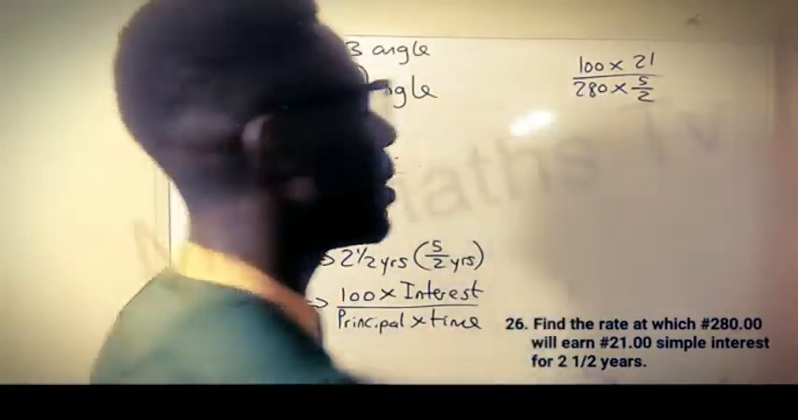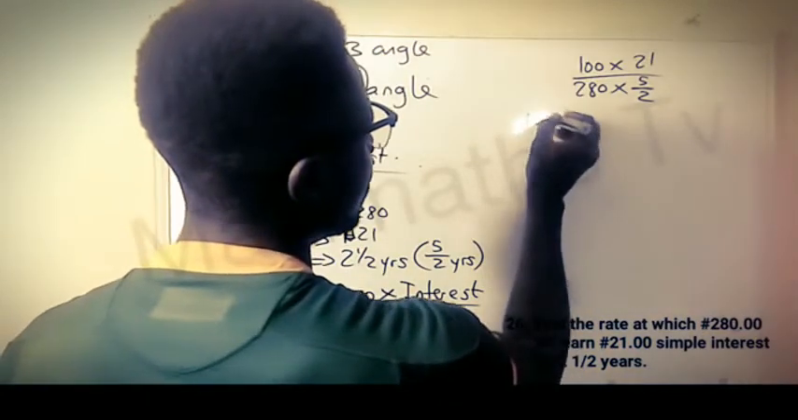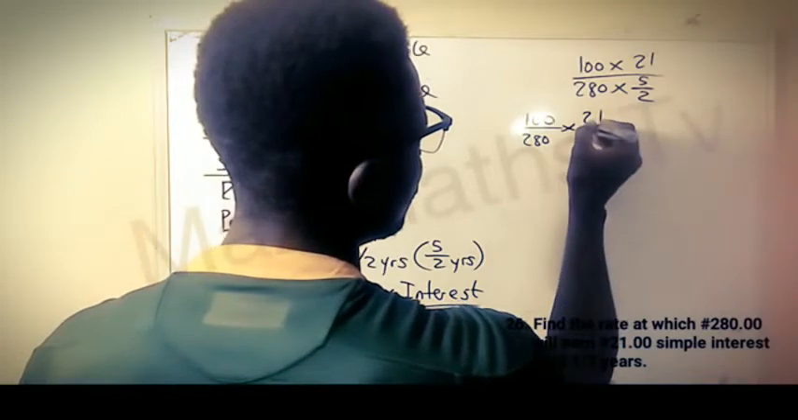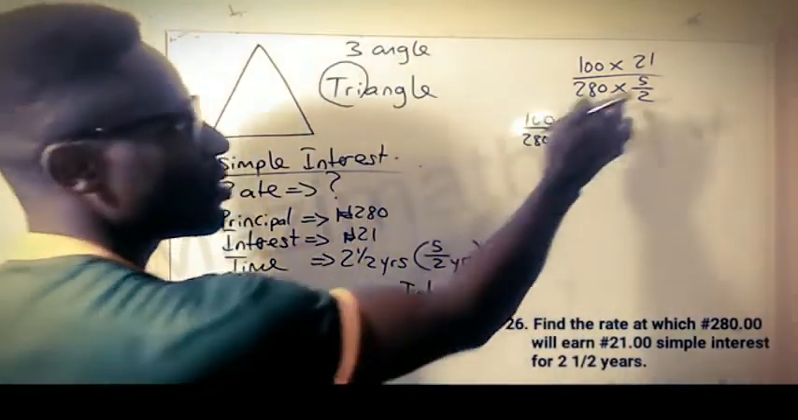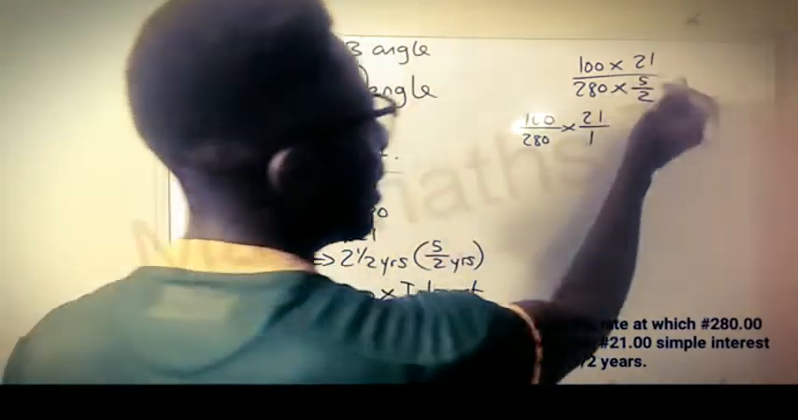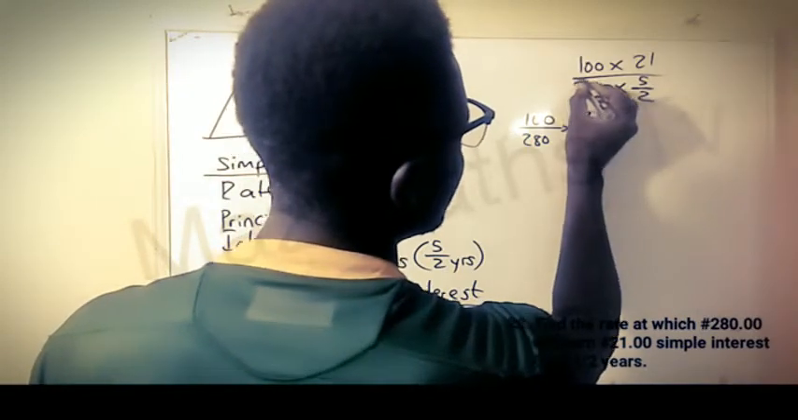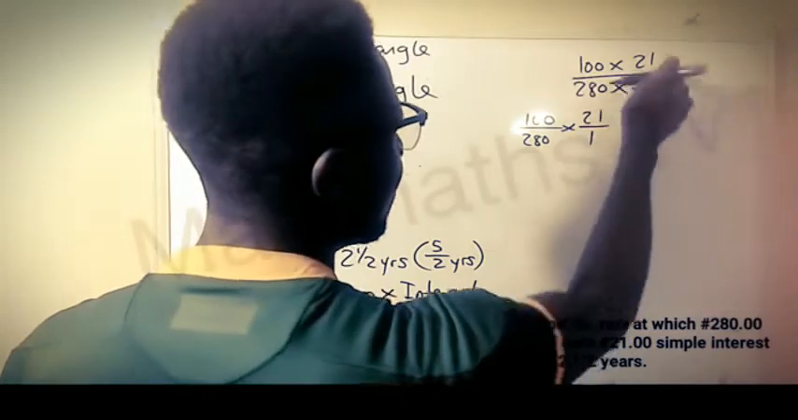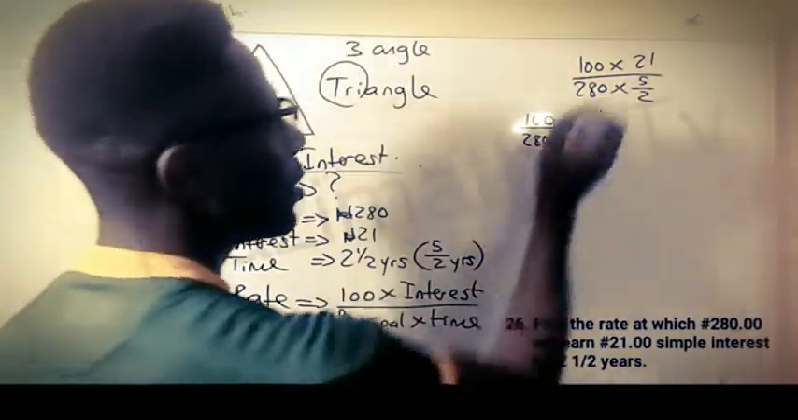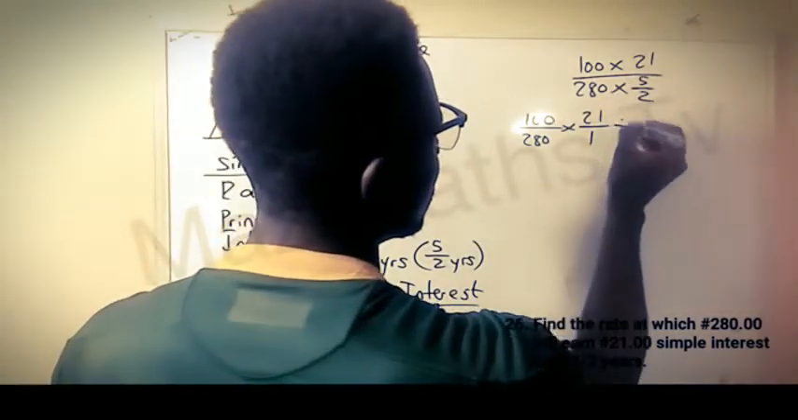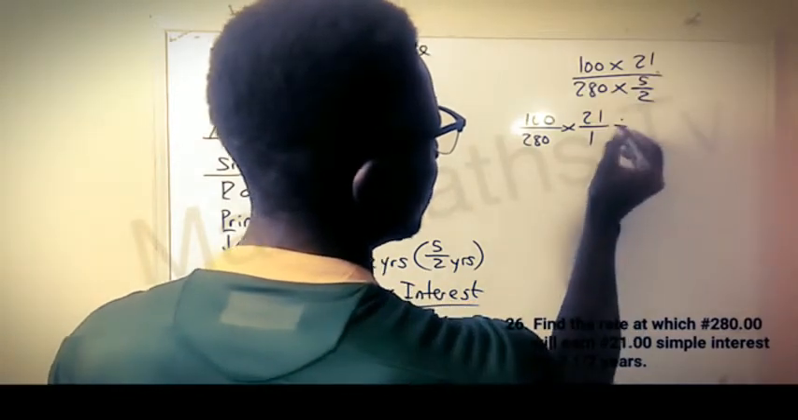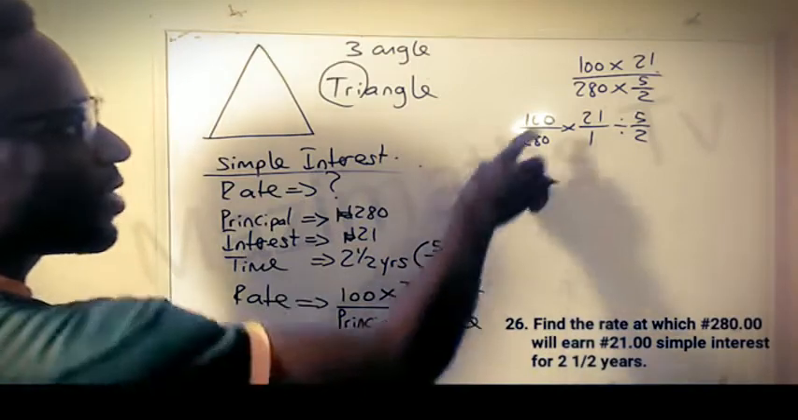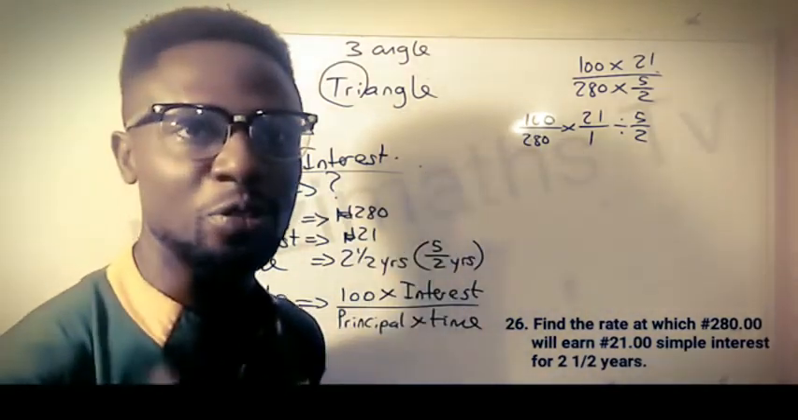So now let's expand it. So that would be 100 over 280 times 21 over 1. Just use 1 to represent whatever you have here. Now since this means division, because we want to divide the number up by 280 and 5/2, all you need to do is this line stands for division. That's division here, 5/2. So having expanded like this, it will be much easier for you to solve.